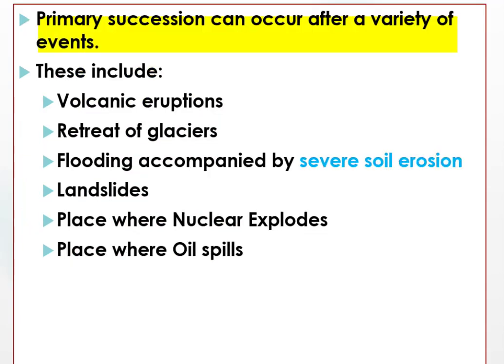This primary succession can happen in places where a volcano erupts, glaciers or snows melt and retreat, a place flooded by severe soil erosion, a place where landslides occur, a place where a nuclear explosion happens, and a place where oil spills. These are the places in which living organisms are absent and start to grow or flourish for the first time. When living organisms start to flourish for the first time, we call that primary succession.